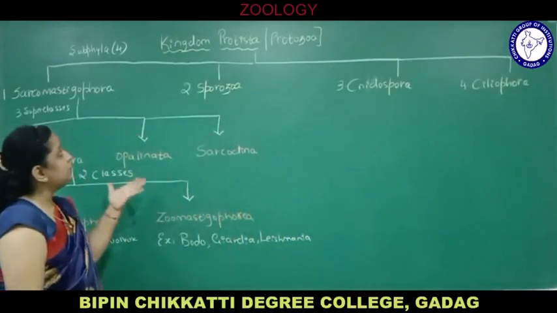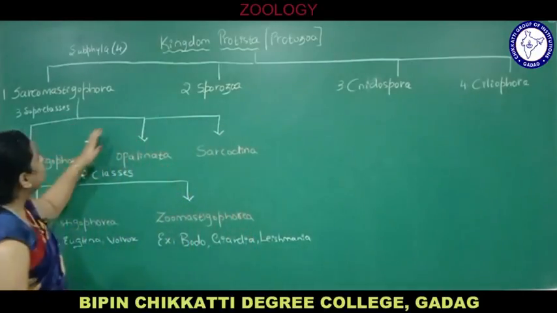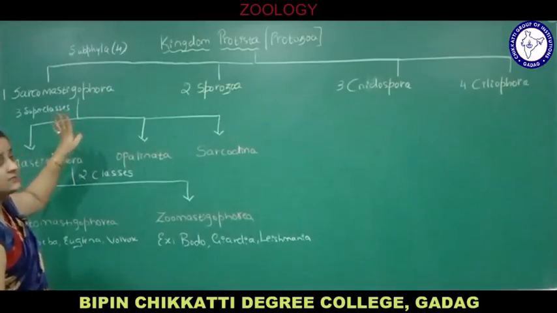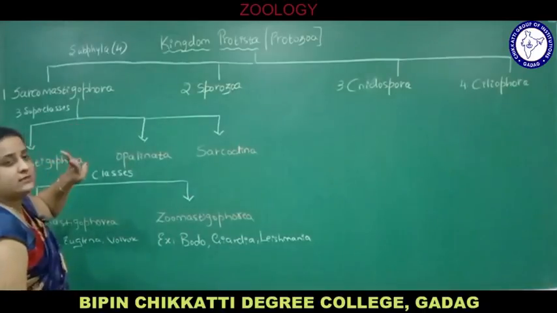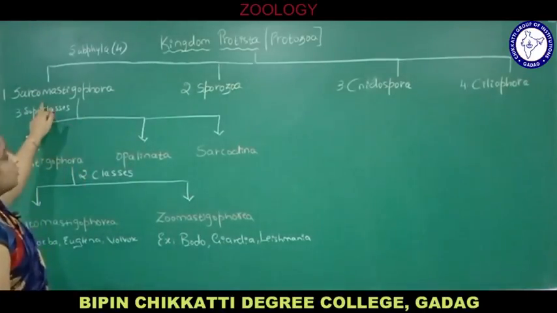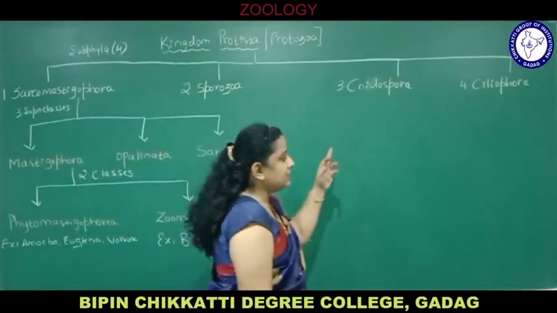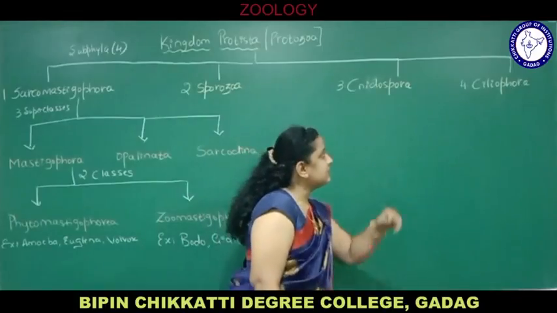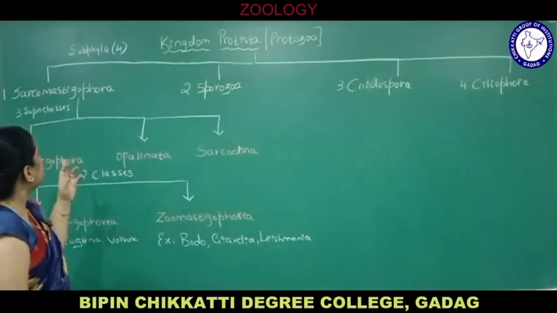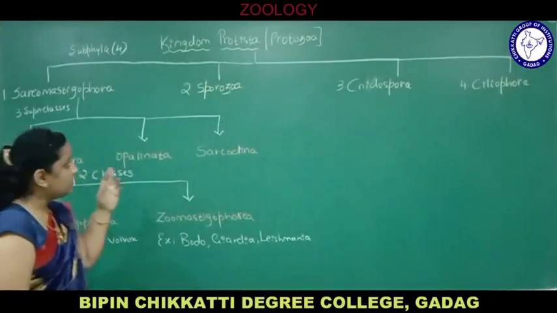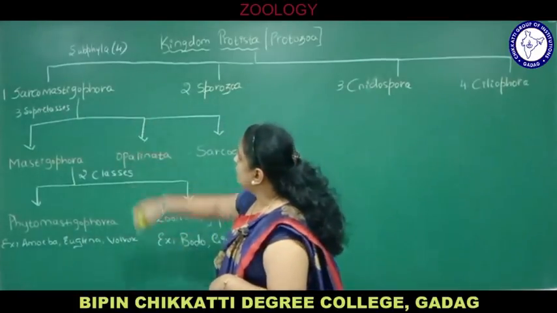So we have seen the general characters of phylum Protozoa. Now we will come to the classification, the entire classification of phylum Protozoa. As you can see here, the phylum Protozoa is divided into 4 subphyla. Phylum is singular, phyla means plural. Number 1 is Sarcomastigophora. Second, Sporozoa. Number 3, Nidospora. C is silent. And number 4 is Coeliophora. Phylum Protozoa is divided into 4 subphyla, that is Sarcomastigophora, Sporozoa, Nidospora and Coeliophora. Now coming to Sarcomastigophora.